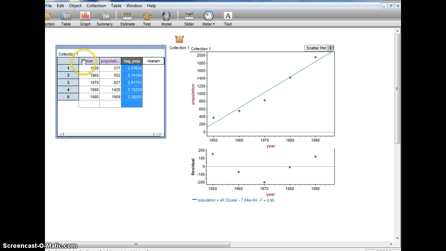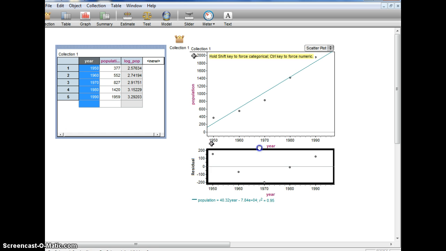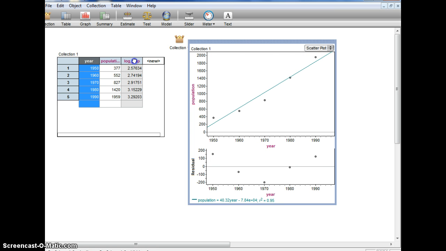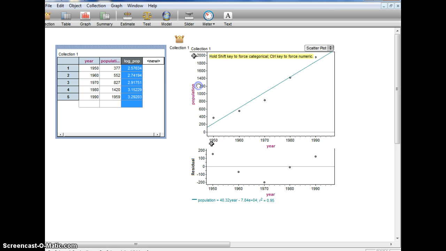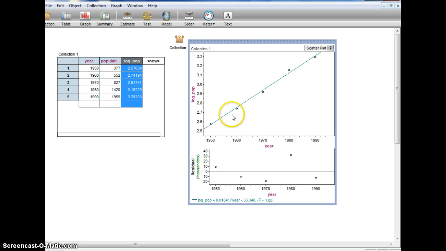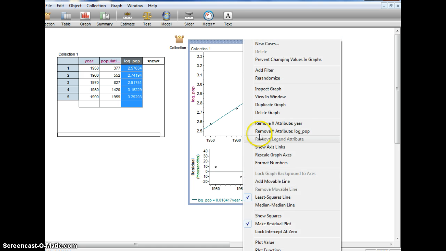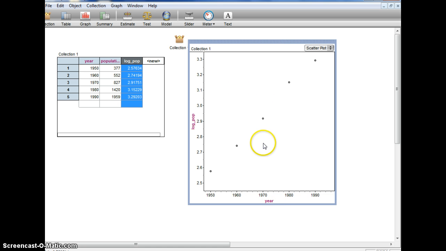Now let's take a look at the data. We're going to put year on our x-axis and log population on the y-axis. And wow, it went pretty linear. It looks linear. What should we check? We should check the linear regression. Let's do least squares.